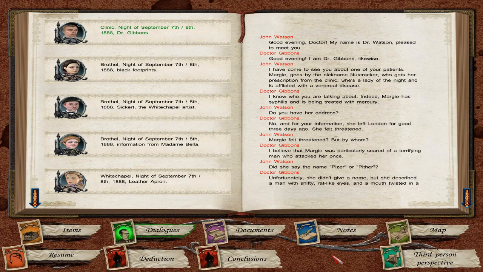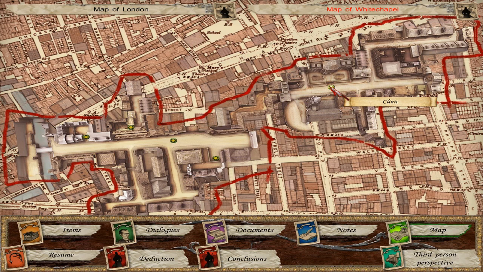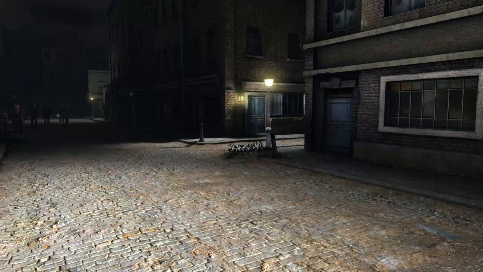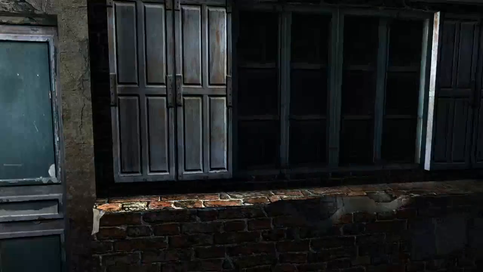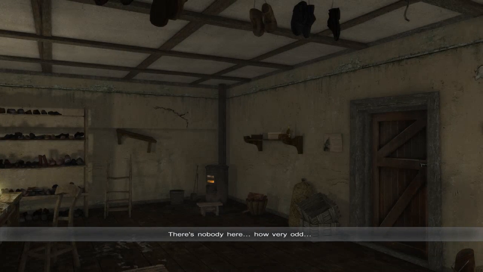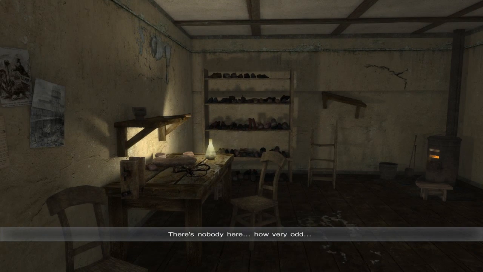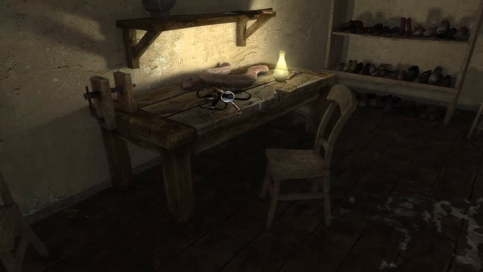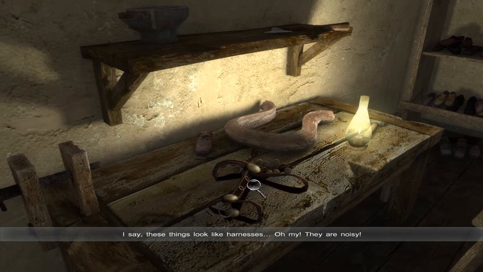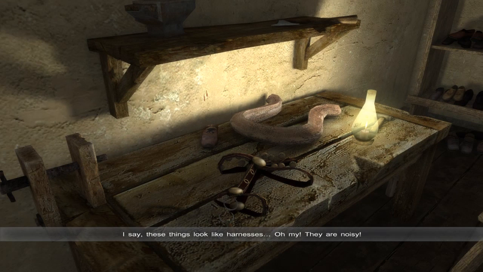Oh my god. They mentioned Isaac. They fucked her. But still. There's nobody here. How very odd. I will proceed to steal. I say, these things look like harnesses. Oh my, they are noisy.